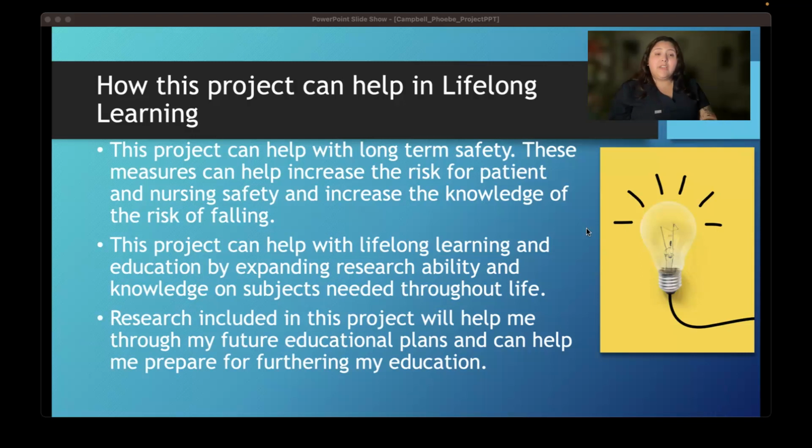So how can this project help with my lifelong learning? This project has helped me in many ways. It taught me how important safety is. These measures can help decrease the risk for patients and nursing staff and increase the knowledge of the risk for falling. This project can help with lifelong learning and education by expanding my research abilities and knowledge on the subjects needed throughout life. And the research included in this project will help me through my future educational plans and help me further my education in the future.